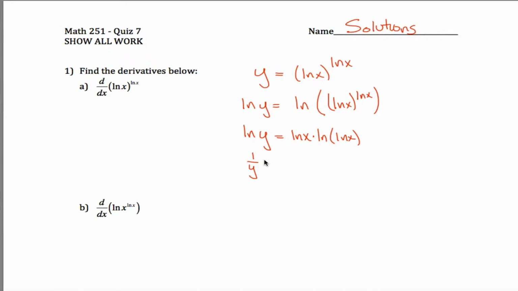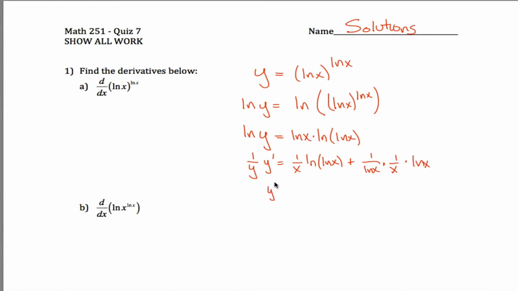The derivative of natural log of y is 1 over y times y prime. The derivative of a product here, I'll have to use the product rule. f prime is 1 over x. g is the natural log of the natural log of x. Plus g prime would be a chain rule. 1 over the natural log of x times the derivative of natural log of x, which is 1 over x, times f, which is just the natural log of x.